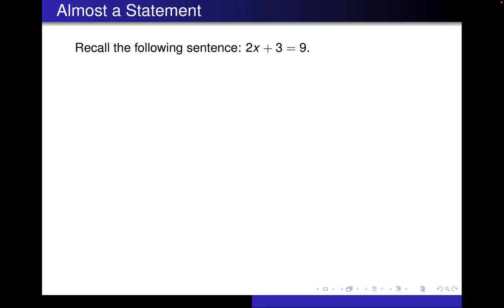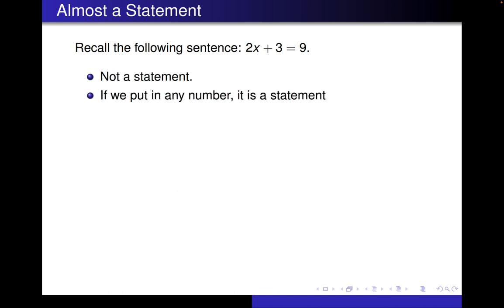All right, so let's look at the following sentence, which we've actually seen before. 2x plus 3 equals 9. And if you forget how that's a sentence, the 2x plus 3, that's our subject, equals is our verb, and 9 is our object. So it is a perfectly good sentence. The problem at the time was that it was not a statement. However, if we were to put in any number for x, it would be a statement.